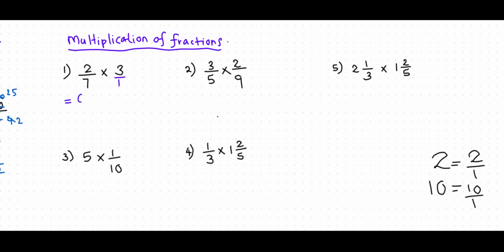Then if your answer is a proper fraction, simplify it. If it is an improper fraction, convert it into a mixed number. Now 6 over 7, we can't simplify it further. So this is the final answer.